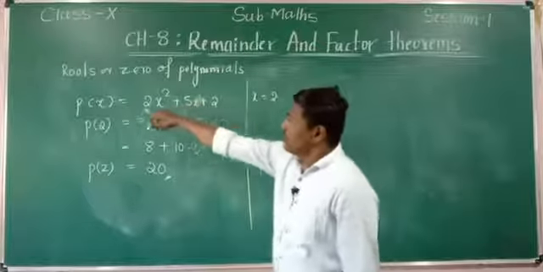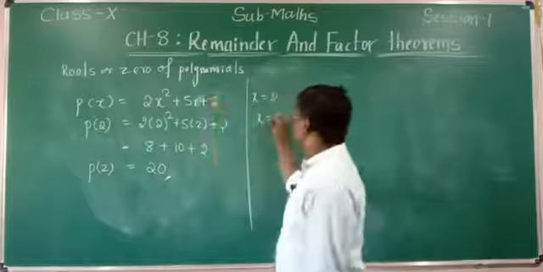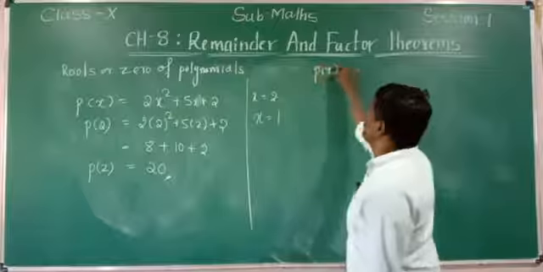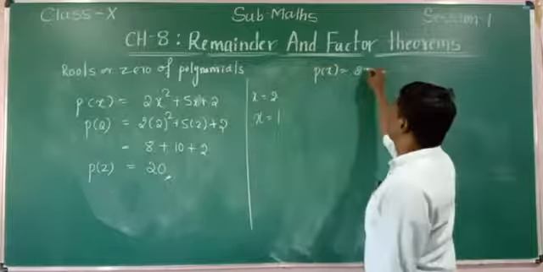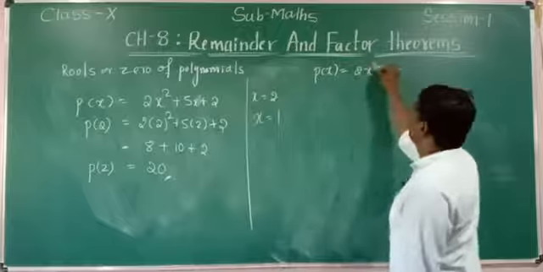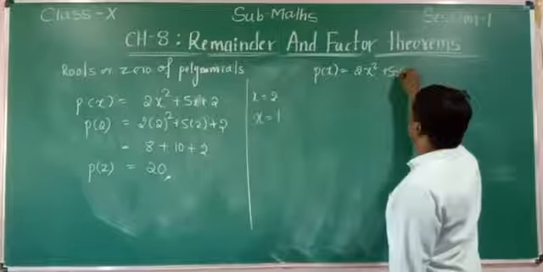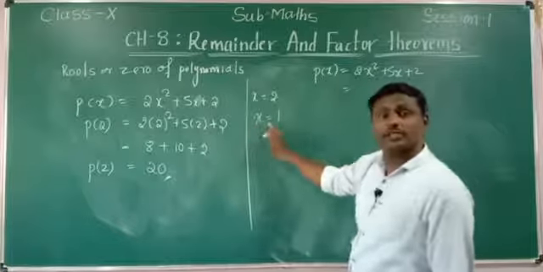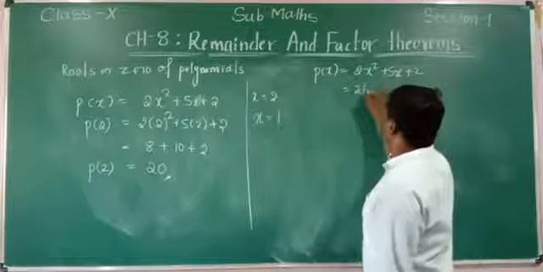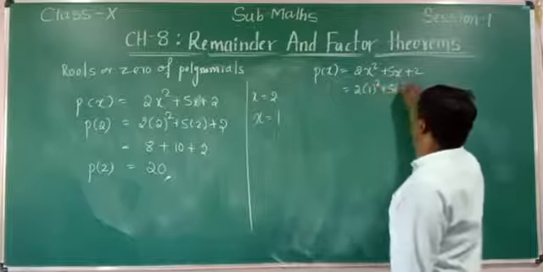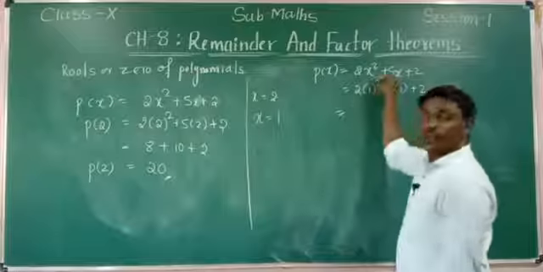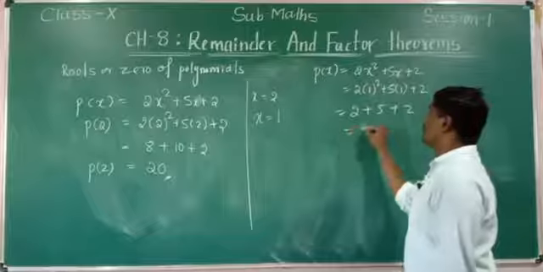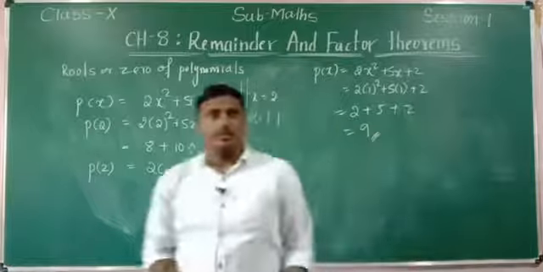For example, consider the same equation, and if I am taking x as 1, then what result will I get? p of x is equal to, consider the same expression, 2x square plus 5x plus 2. Now x is equal to 1, so 2 into 1 square plus 5 into 1 plus 2. 1 square is 1, 2 ones are 2, 5 ones are 5, plus 2. So the final result is 9, right?